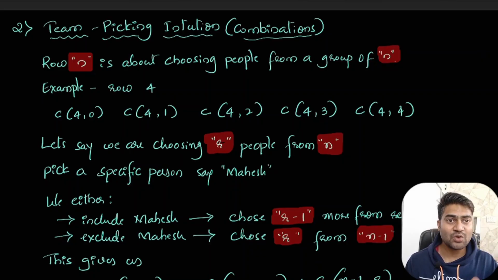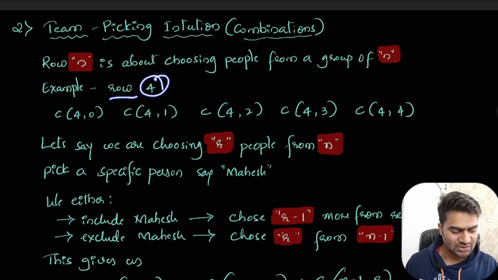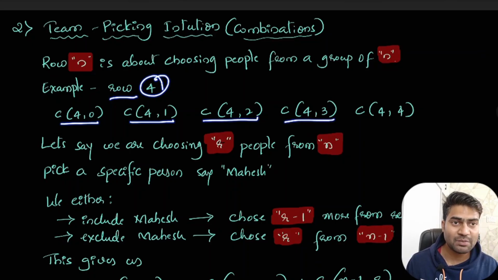Say for example in combination, if you want to pick no one, or if you want to pick one, or if you want to pick two, if you want to pick three, then how do you pick? So that is what this problem states. If we have four people in that particular row, we can either pick none, we can pick one, or we can pick two people at a time, we can pick three people at a time, we can pick four people at a time.